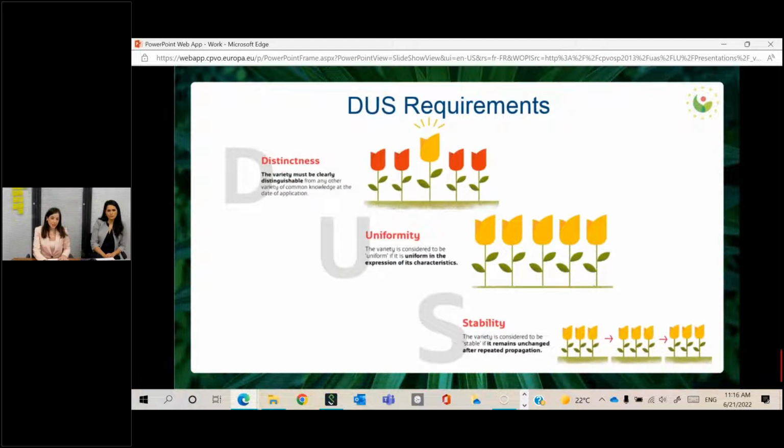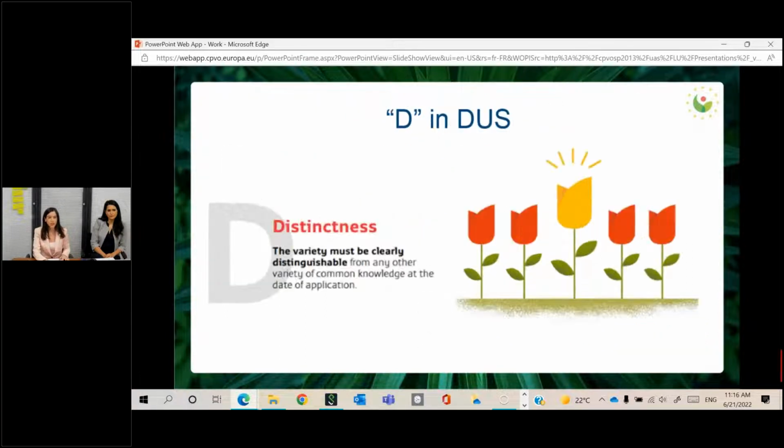Here you see the technical requirements that are commonly referred to in expert circles as DUS requirements, because the D stands for distinctness, the U for uniformity, and the S for stability. Now let's focus in more detail on these requirements. Here we have the D, the distinctness, and a variety is deemed distinct if it is clearly distinguishable in the phenotype from other varieties of common knowledge on the date of application.